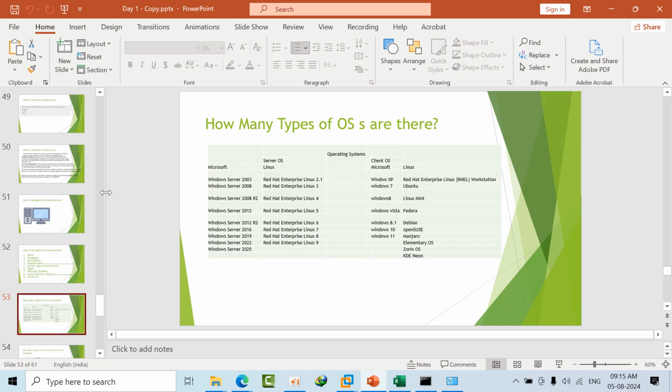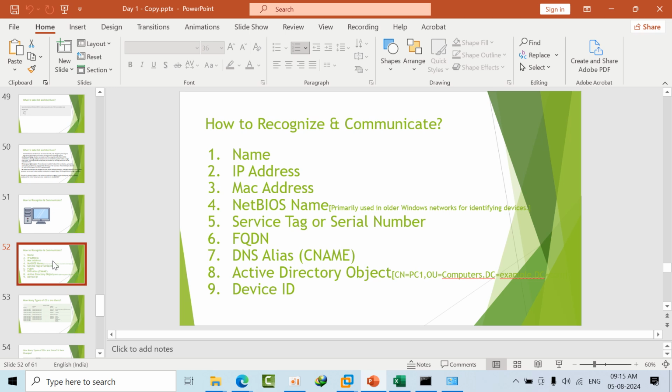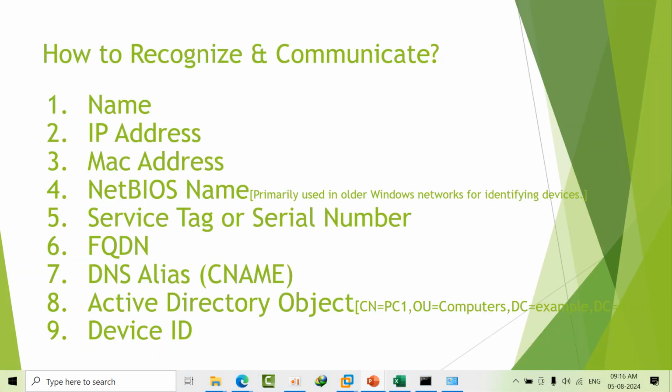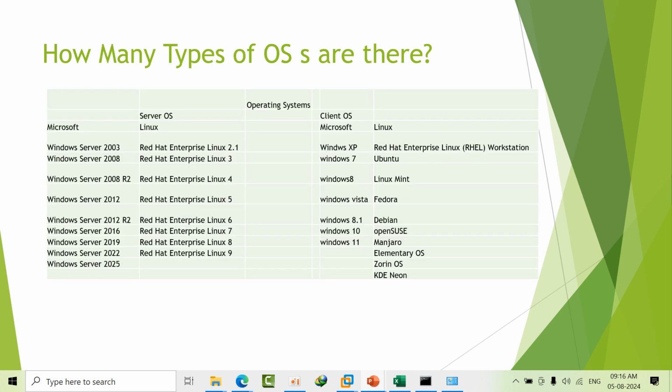Now, how many types of OS are there? Can anyone tell me how many types of OS are there? Linux, Windows, Mac? No, those are separate vendors of operating systems, you have to categorize them. I'm talking about the traditional market, traditional architecture design. There are two types of OSs: one is server OS, and the other is client OS.